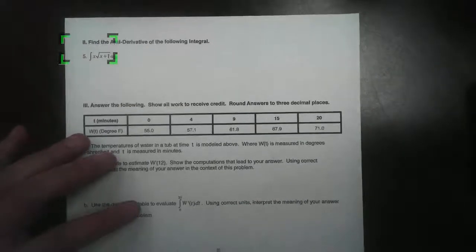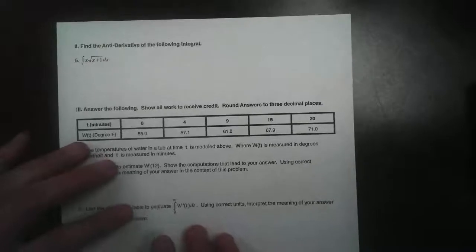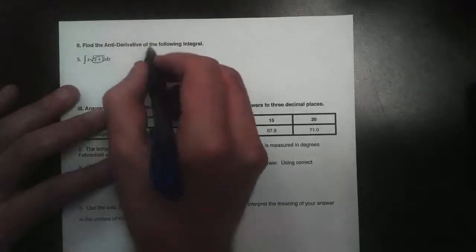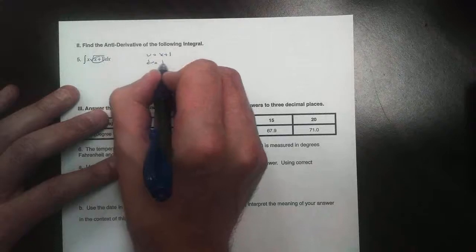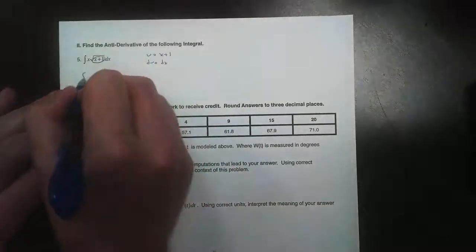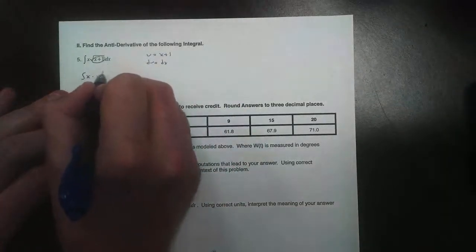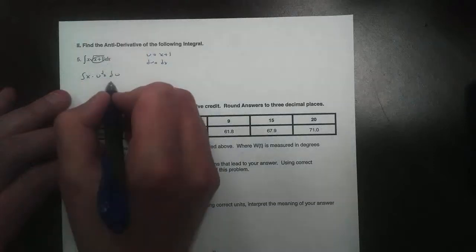All right. Question number 5. Question number 5 is an algebraic substitution. And I know that because I'm going to try u sub here. Let u equal x plus 1. My du is just dx. So I'm going to rewrite this as x times u to the 1/2 du.